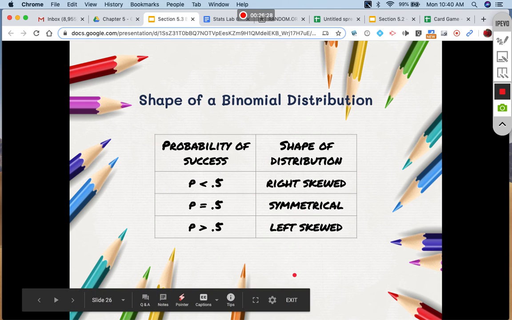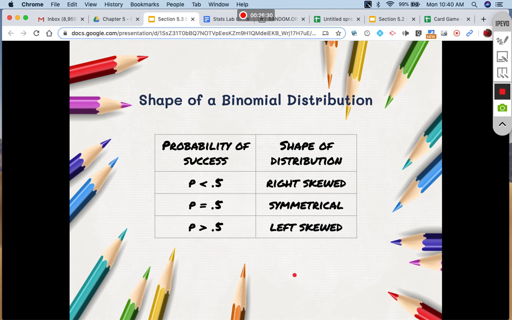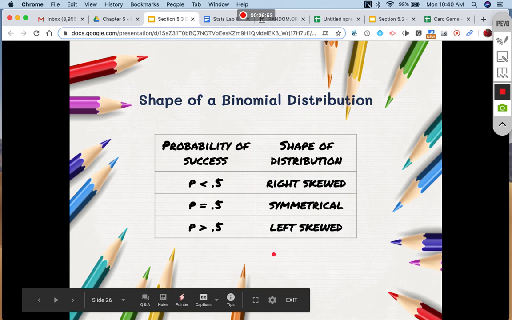So again, when we look at the shape, if the probability of success is 50%, you will have a symmetrical distribution. If it's less than 0.5, it's going to be right skewed. If it's greater than 0.5, it's going to be left skewed. So those are some basic ideas. You can look at it and determine what shape you're going to be in.